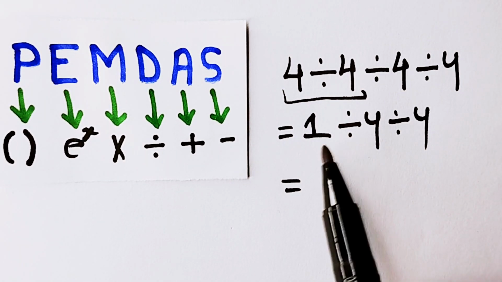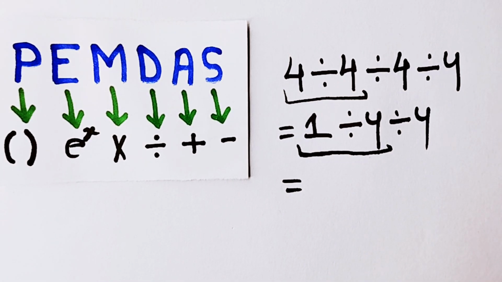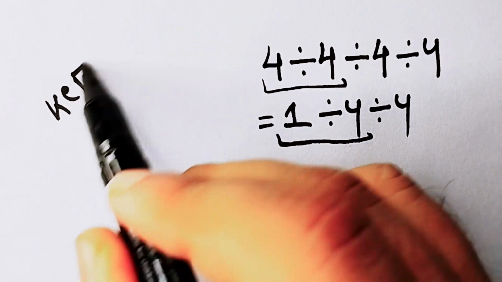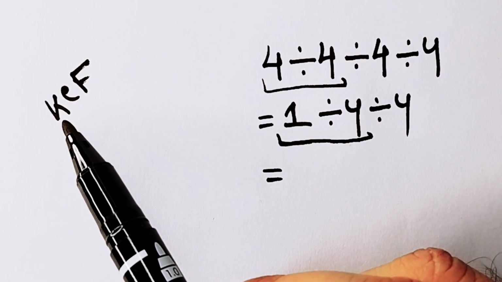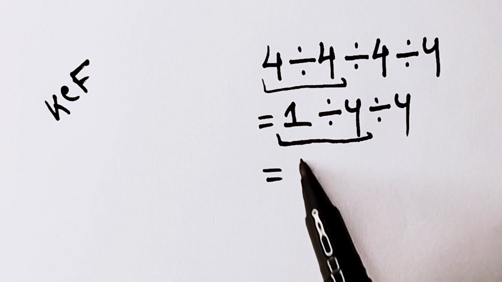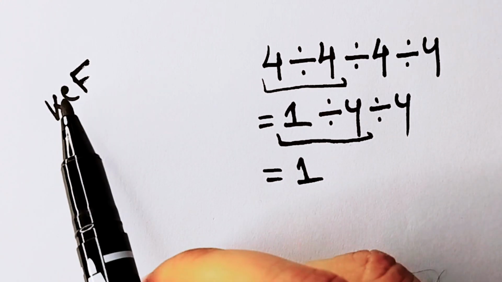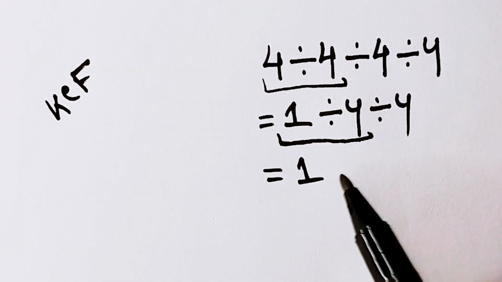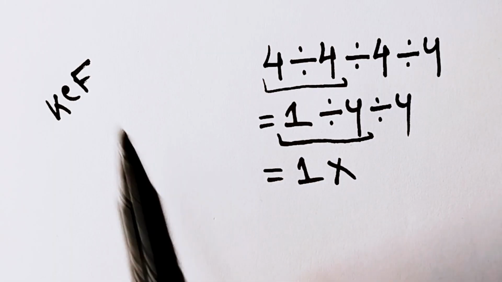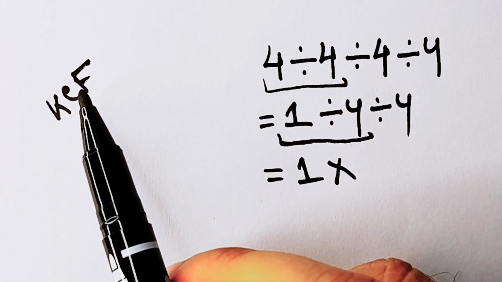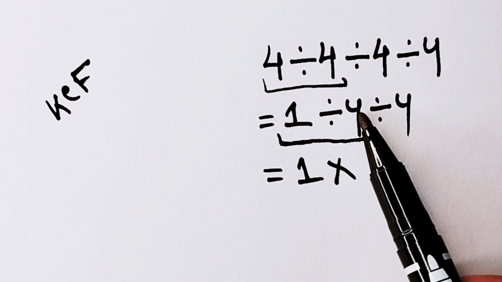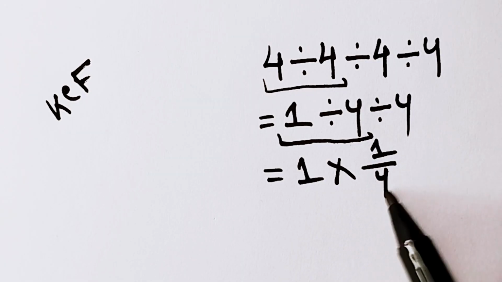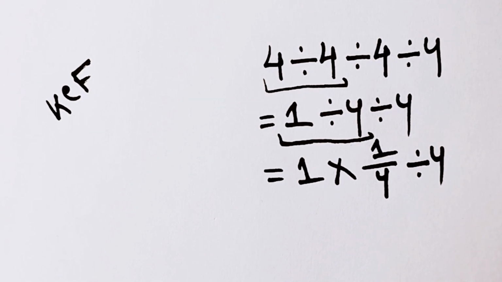Now for that term we can use KCF. What does KCF mean? K means keep the first fraction the same, so 1 should stay the same. C means change division into multiplication, so division becomes multiplication. And F means flip the second fraction. Here the second fraction is 4, so if we flip that, it will be 1 by 4.